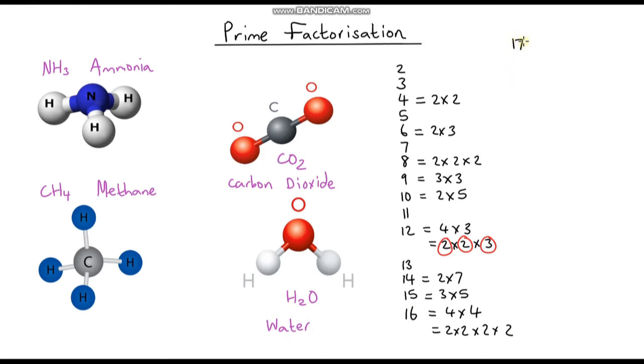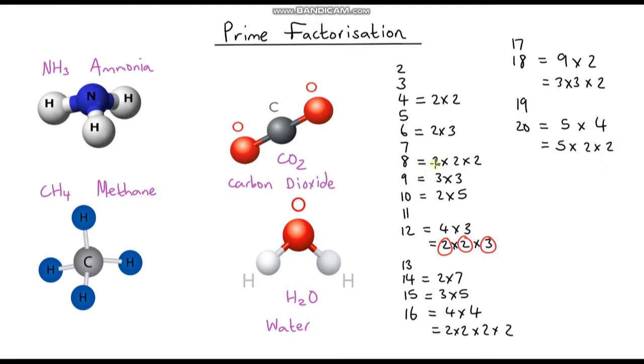Well, 17 is prime. 18 is the same as 9 times 2. And just like before, we can break down 9. We've already said that 9 is 3 times 3. So we can write this as 3 times 3 times 2. 19 is prime. And finally, 20 we can rewrite as 5 times 4. But again, 4 we can break down into 2 times 2. So we can write this as 5 times 2 times 2.